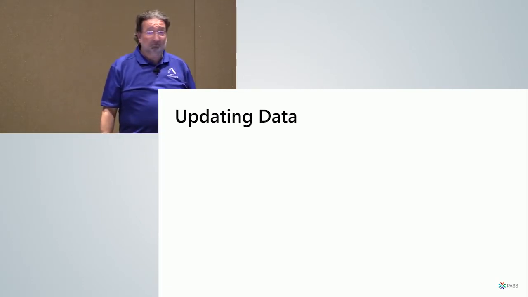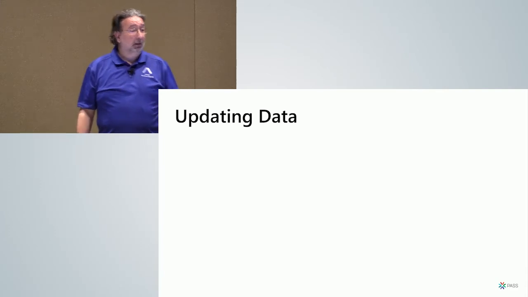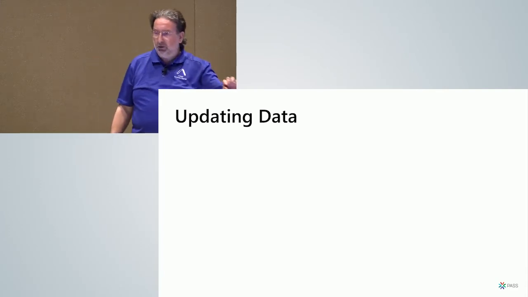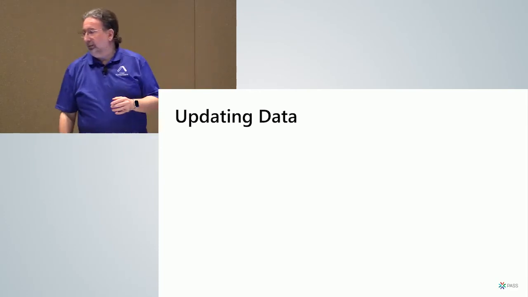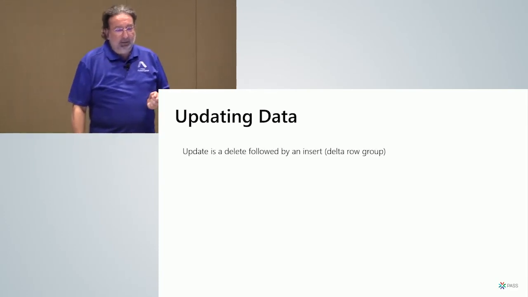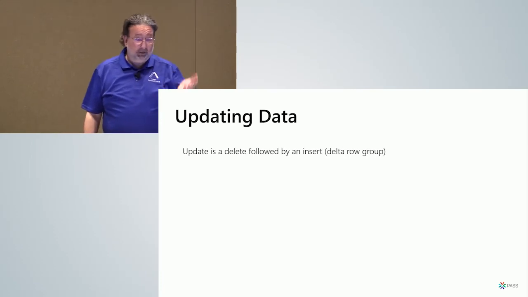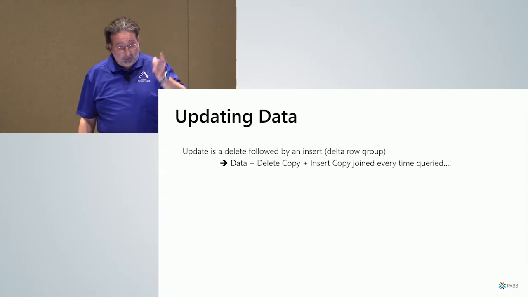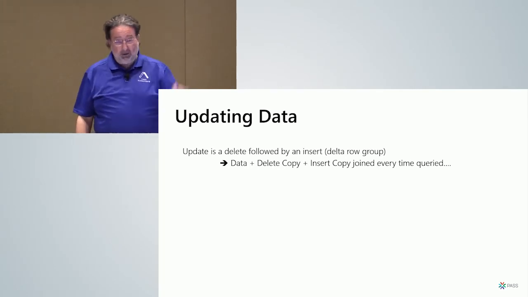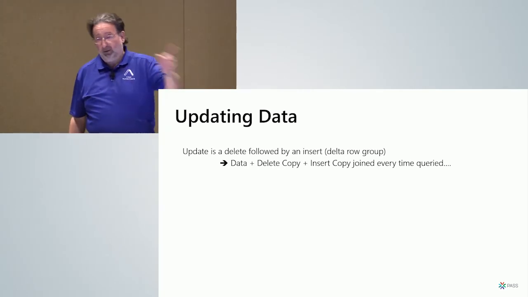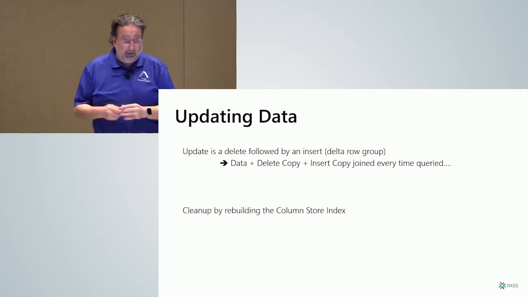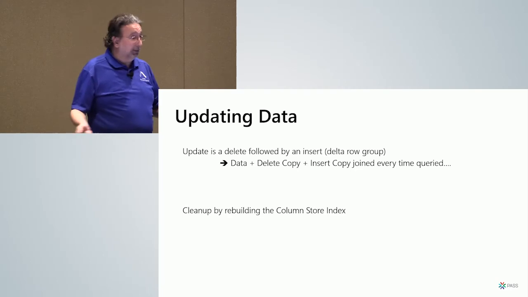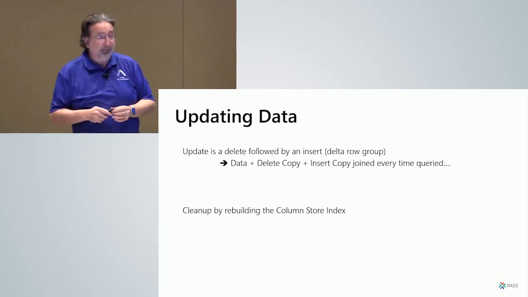The problem with all that is, nothing warns you about it. It's probably a paragraph somewhere, a footnote in Books Online, but it should be in 80-point font at the beginning, I guess. So an update is just a delete followed by an insert. So the data plus the deleted copy plus the inserted copy are joined every time you query the whole thing. Just don't do it. Luckily, again, we can clean it up by rebuilding it.